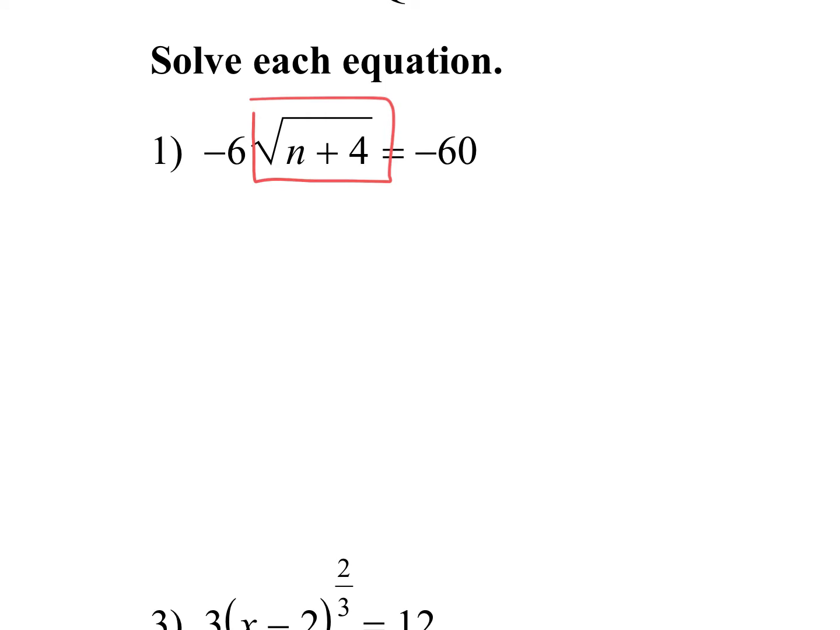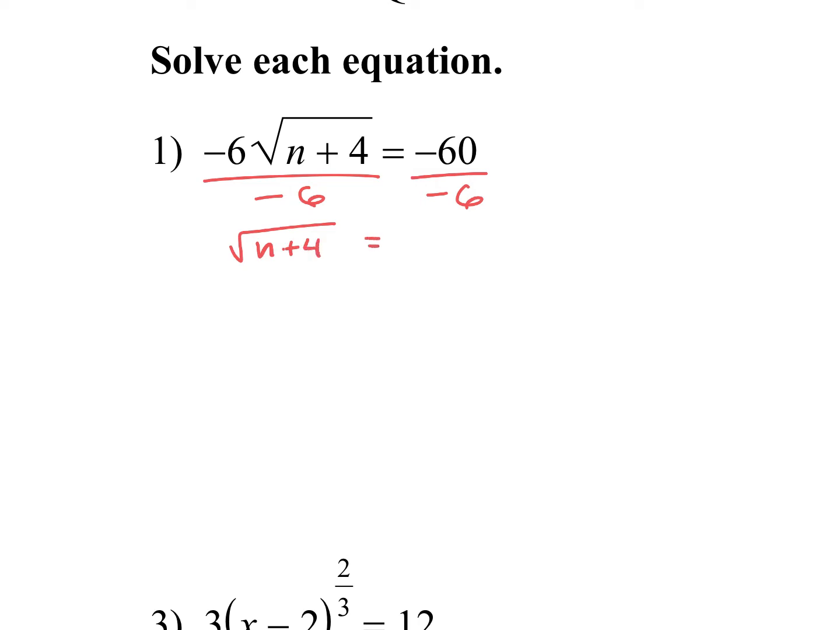So what's the opposite of multiplication? Division. So we would divide negative 6. So the square root of n plus 4 is equal to, what's negative 60 divided by negative 6? 10. Now how can we get rid of that radical?